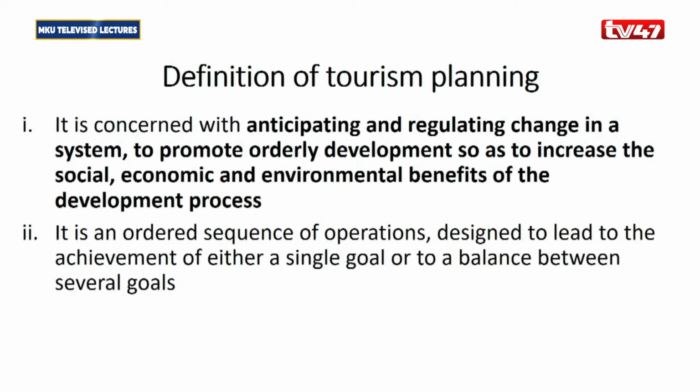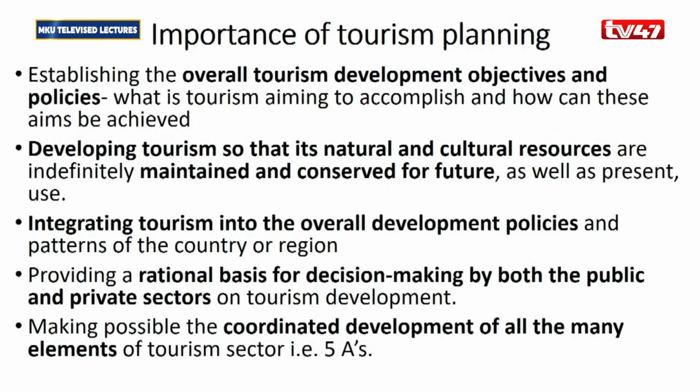development of an area. The second definition of tourism planning is that it is an ordered sequence of operation designed to lead to the achievement of either a single goal or to a balance between several goals. In other words, it is a sequence of operation. So whenever we talk about tourism planning, we want to look at the systematic ways in which we can develop a destination to its best.